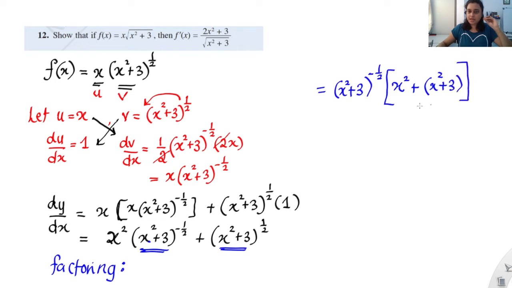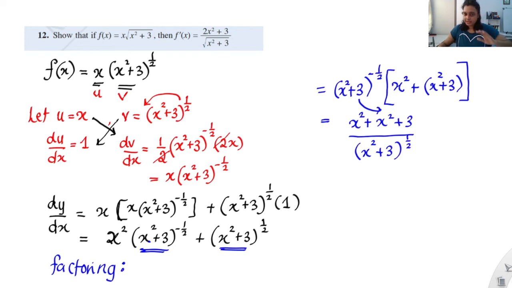Okay, that's all. Now, this one, since it's negative 1 over 2, I'm going to bring it down as the denominator. So this one is going to be x square plus 3 over x square plus 3 to the power 1 over 2. So far we are almost there already. Now the top one, x square plus x square is 2x square plus 3, divided by this one. Don't leave it as power 1 over 2, bring it as the root of this expression.